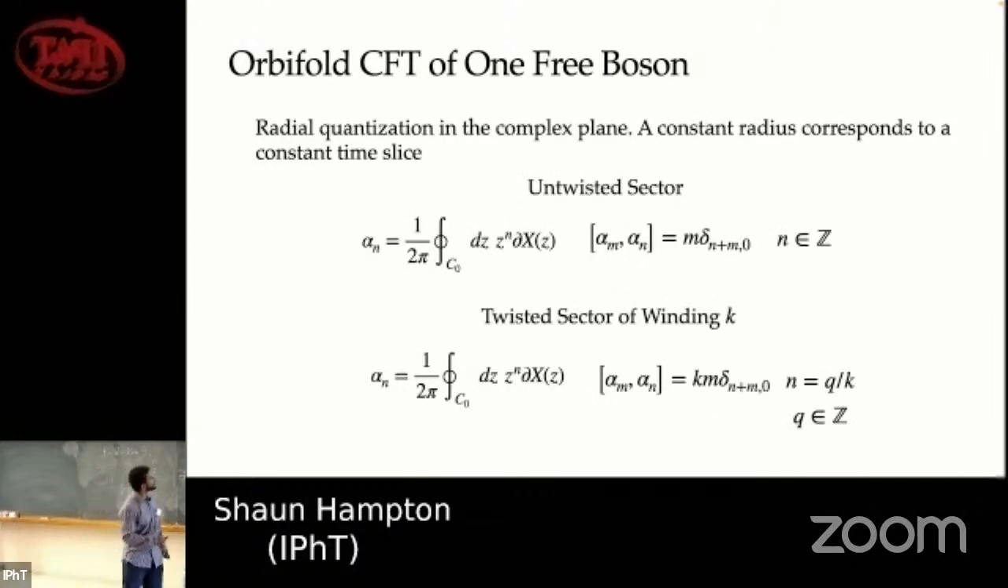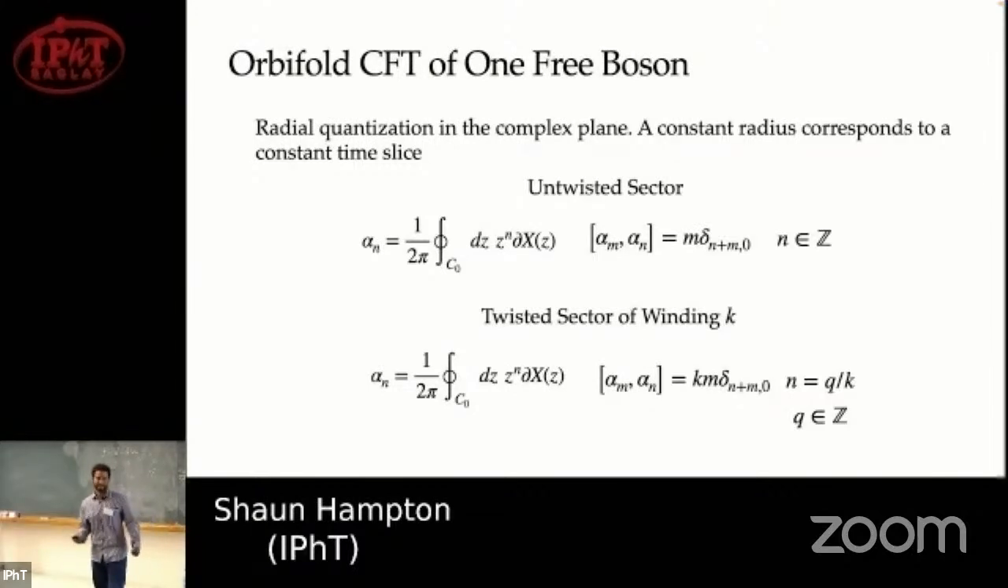So you can also use, since we're in the complex plane, radial quantization if you want to define oscillator modes in this theory. In the untwisted sector, the way I define a bosonic mode, an oscillator, is I take the bosonic field, partial of X really, weight it by Z to the N, and do a contour integral. This defines a bosonic mode in the complex plane.